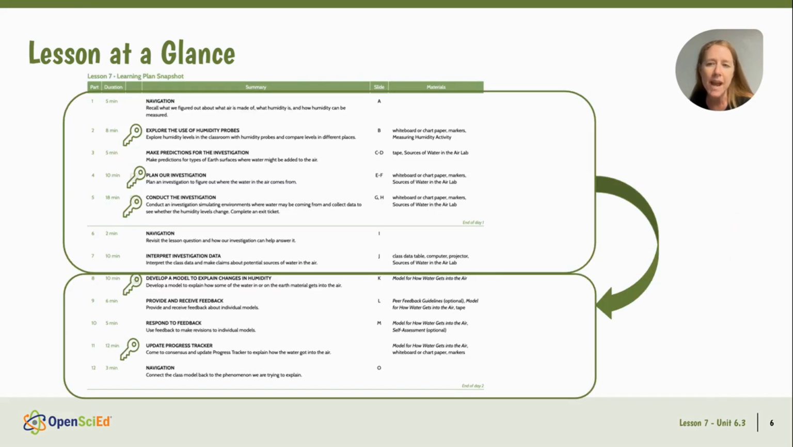Here's the lesson snapshot for our 2 days of Lesson 7. I find it really helpful to think of this lesson in 2 main sense-making chunks that help us address the 2 parts of the question. Where did the water in the air come from, and how did it get into the air? There's several key moments that we'll look at more closely, but first let's zoom into that first sense-making chunk.